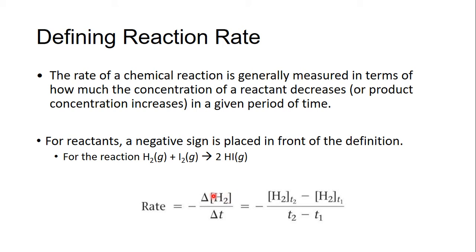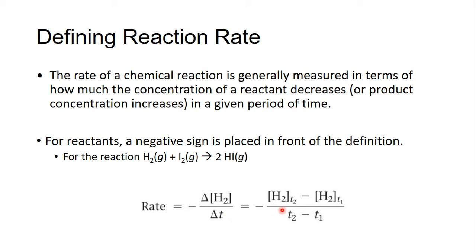Because this change in H2 is going to be negative, but our rate can't be negative. That's very important here. You cannot drive a car minus 60 miles per hour. So your chemical rate can't be minus concentration per time. It has to be positive. So H2 loses concentration, and that's why we put the negative sign here.